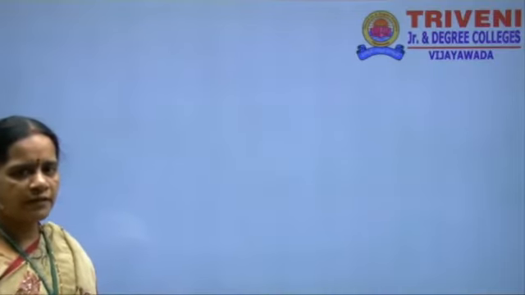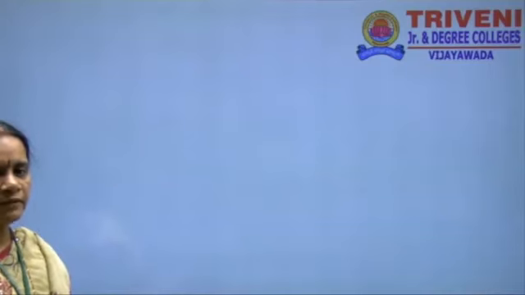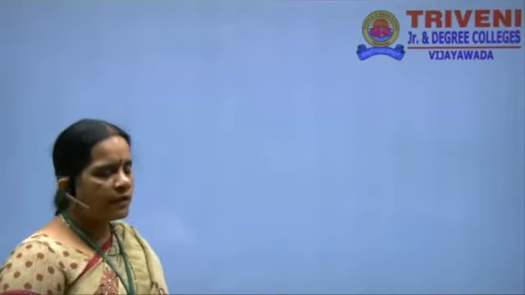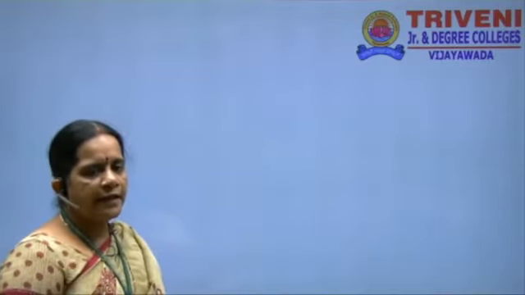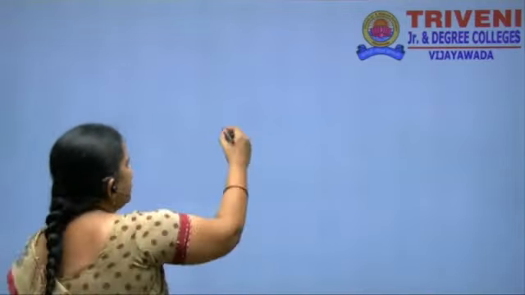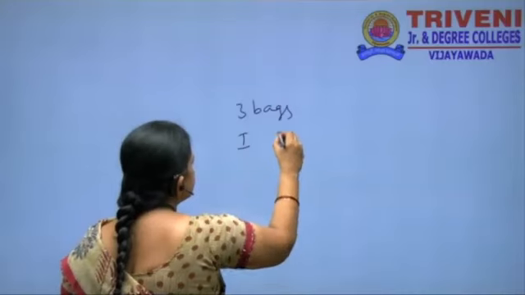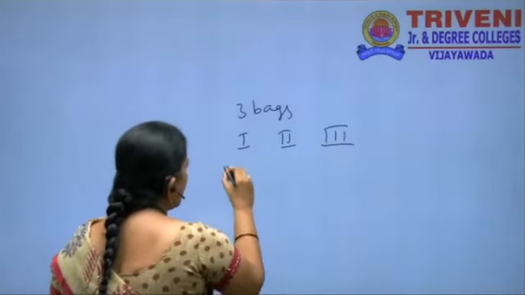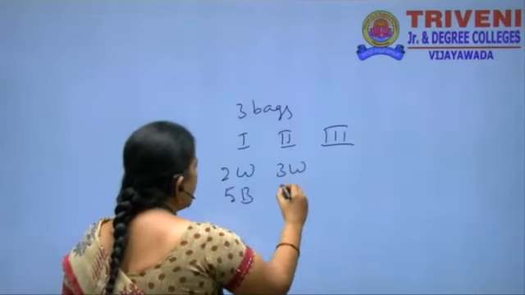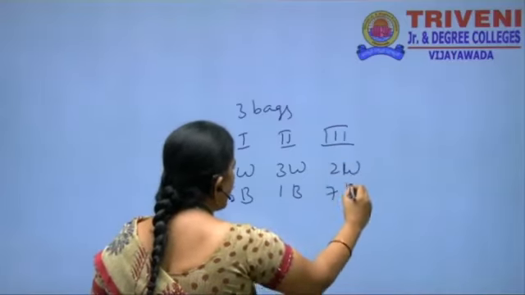Now we are going to discuss the Bayes theorem, and the differences between the Bayes theorem and the multiplication theorem. In the multiplication theorem, A and B are independent events. In Bayes theorem, suppose three bags are there: first, second, third. Here we have two white balls and five black balls. Here three white and one black ball. Here two white balls and seven black balls are there.